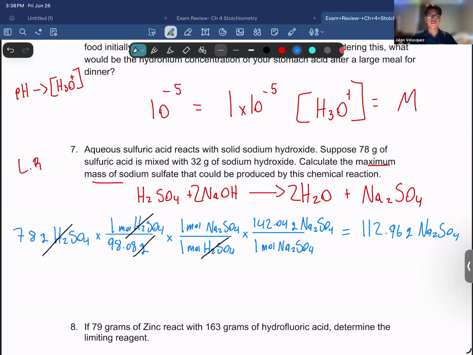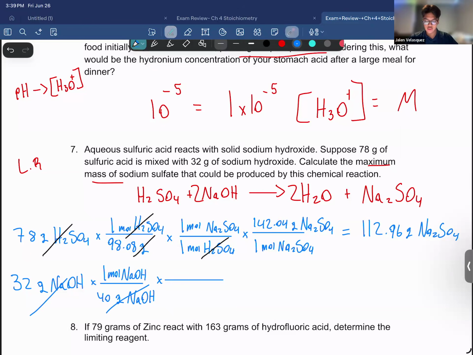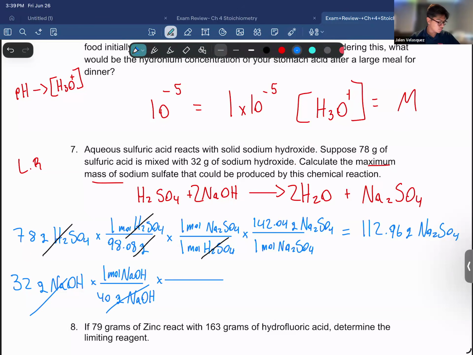Okay, so that's half the problem. Now we have to do the same thing for our other reactant, which is the sodium hydroxide. So we start with 32 grams of that. We go grams to moles. So the molar mass is 40. So the grams of NaOH go away. Now I'm in the moles of sodium hydroxide, and I want to get to the moles of sodium sulfate. And again, we do that by mole ratio. So here we have a 1-to-2 ratio.